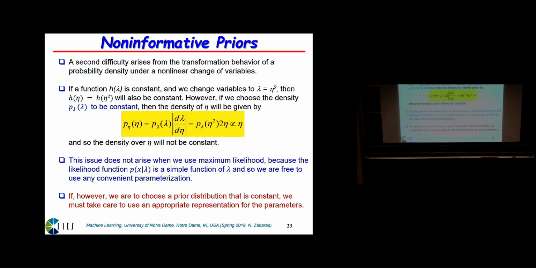So here is what I told you in the lecture on Tuesday. When you change variables, what is conserved is the probability mass: P of eta d eta equals P of lambda d lambda. And because P of lambda here is uniform, the distribution in eta is not uniform, it's proportional to eta. Okay? So we need to be sure that this reparameterization effect is accounted for properly when we work with non-informative priors.